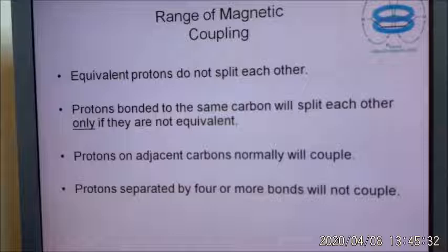So when I look at equivalent protons, since they're identical to each other, they don't split each other. It's only if they are not equivalent. Protons on the same carbon will split each other. On adjacent carbons, they're going to split each other. They're going to couple. And if they're farther than 4 bonds, they don't influence each other at all. When they're splitting each other, that's called magnetic coupling.